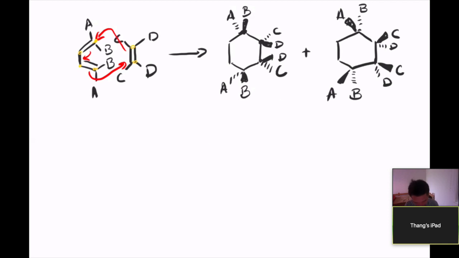You can just in this class just say this and say plus enantiomers, and that's okay too, as long as the relative stereochemistry of A, B, C, and D is correct. That's all we really care about. So let's do an example of this.